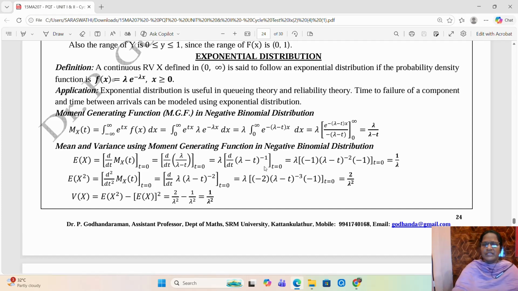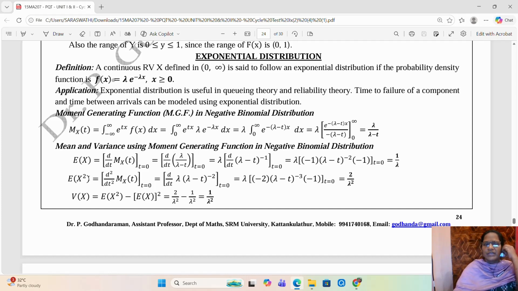As per the formula for the derivative of (x minus a) to the power n, which is n into (x minus a) to the power n minus 1, here minus 1 into (lambda minus t) to the power minus 1 minus 1, so it is minus 2. Now the differentiation of minus t is minus 1, and put t equal to 0. Minus into minus is plus, and lambda is there. Put t equal to 0, so lambda to the power minus 2. If we bring it to the denominator, this is lambda square. So lambda by lambda square equals 1 by lambda.